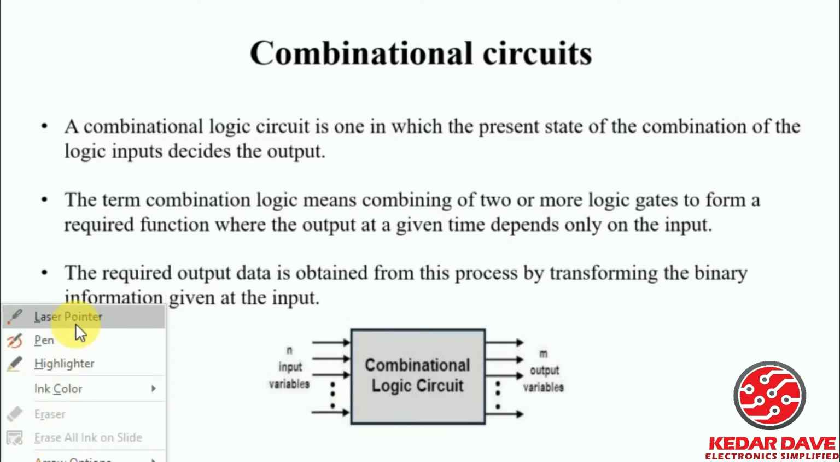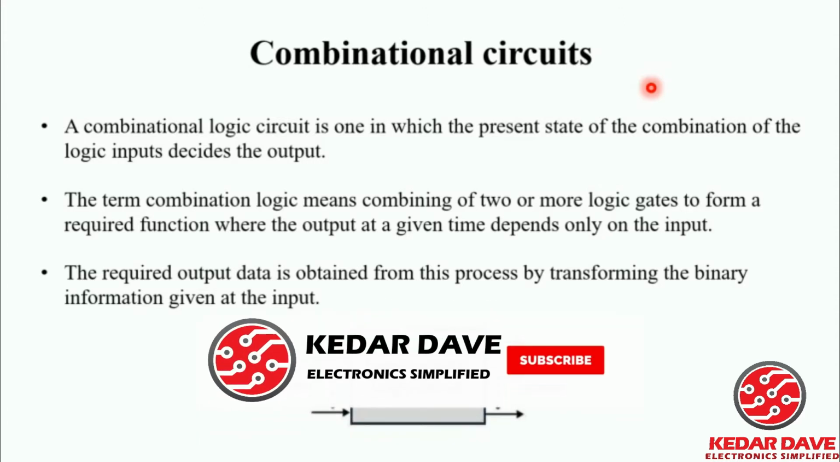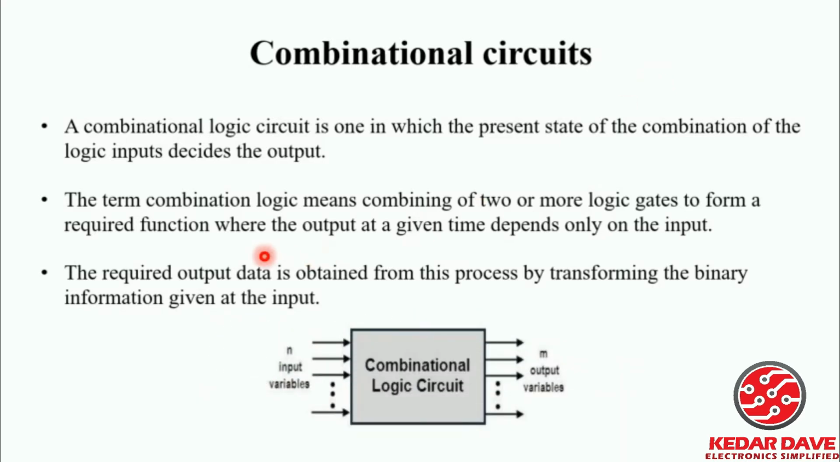So in this lecture session today we are going to learn about the combinational circuits, and the first combinational circuit which we are going to learn is our half adder and full adder. We have seen before what we exactly mean by combinational circuits: a combinational logic circuit is one in which the present state of the combination of the logic inputs decides the output.